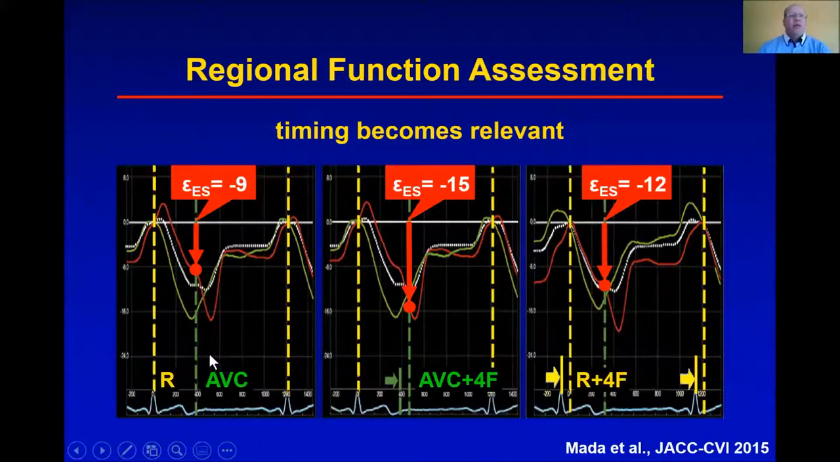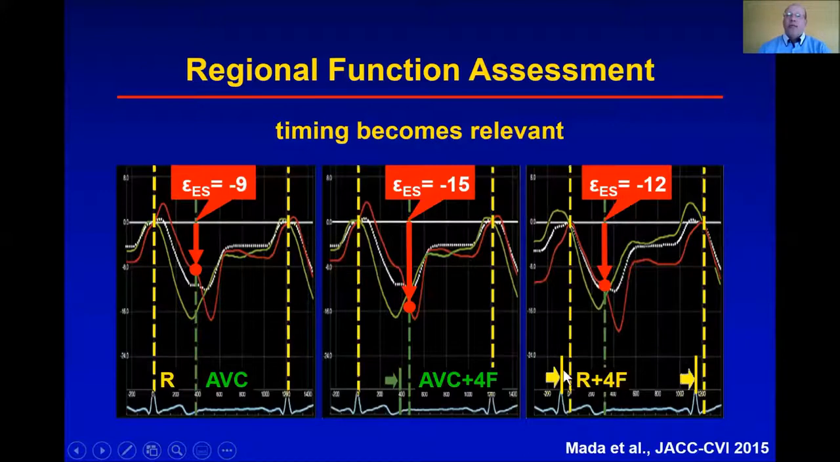On the left side, the good measurement, end systolic strain in the red curve, -9%. If we now have a wrong definition of the aortic valve closure by just 4 frames, then you see that our so-called end systolic measurement moves downwards, and we have now suddenly -15.